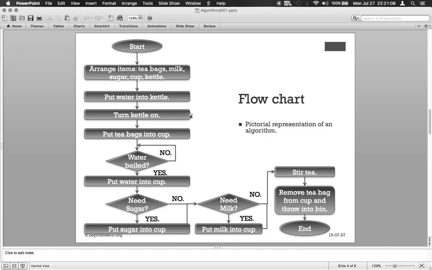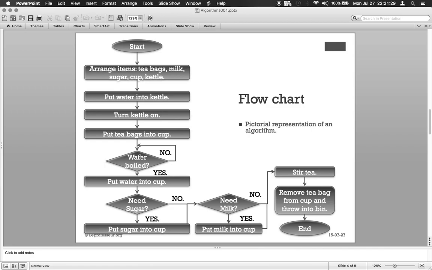These can be done in parallel, but we are not talking about the parallel thing here. So let's do it step by step in a series. Now after putting the tea bags, we check whether the water is boiled or not. Remember, this step is represented by a diamond box. Why? Because it is a decision box.